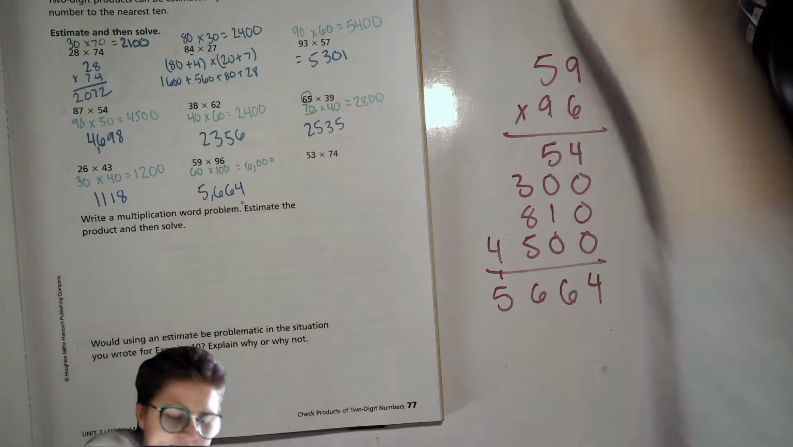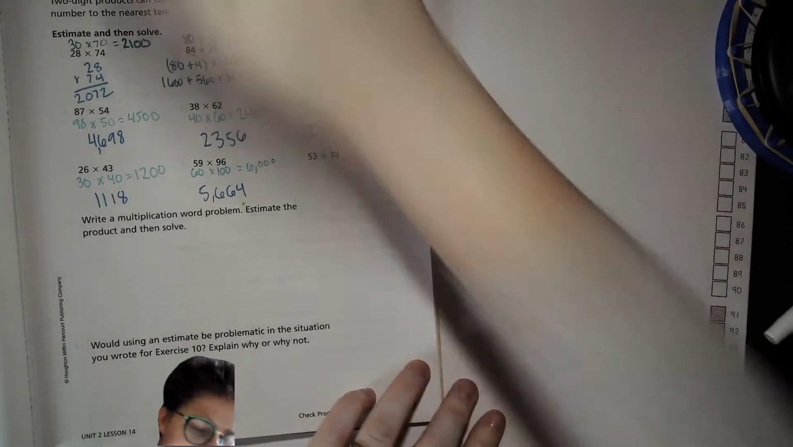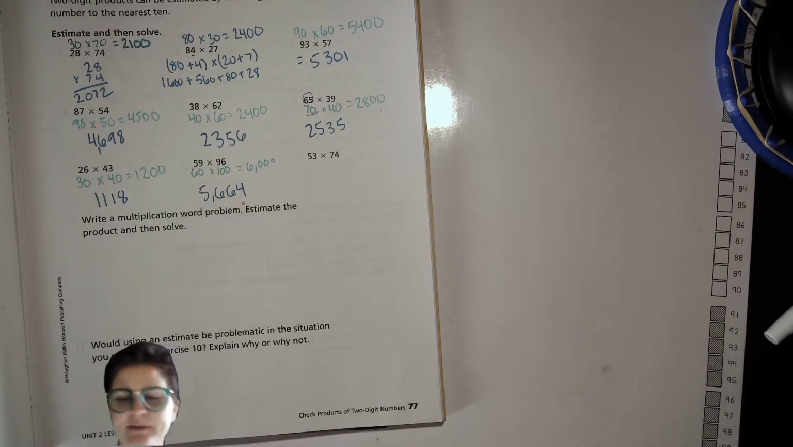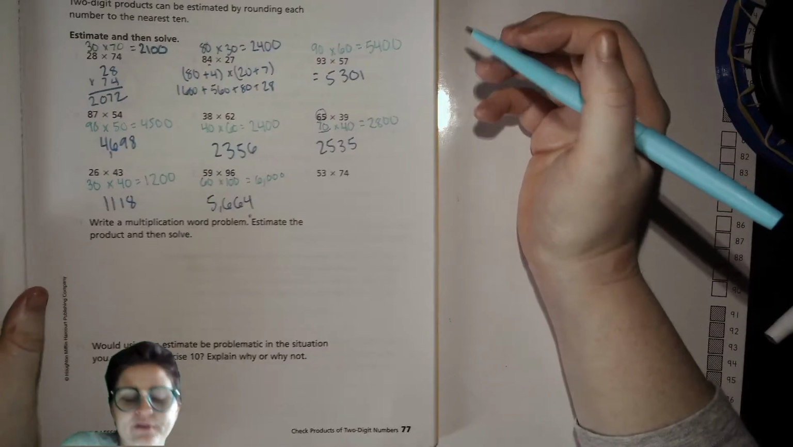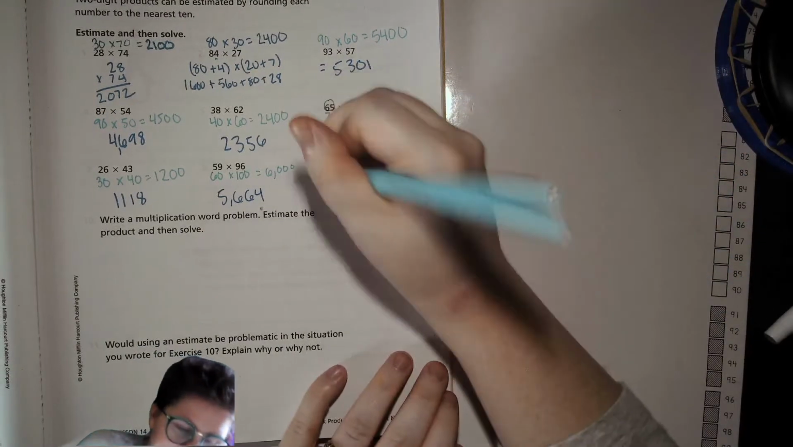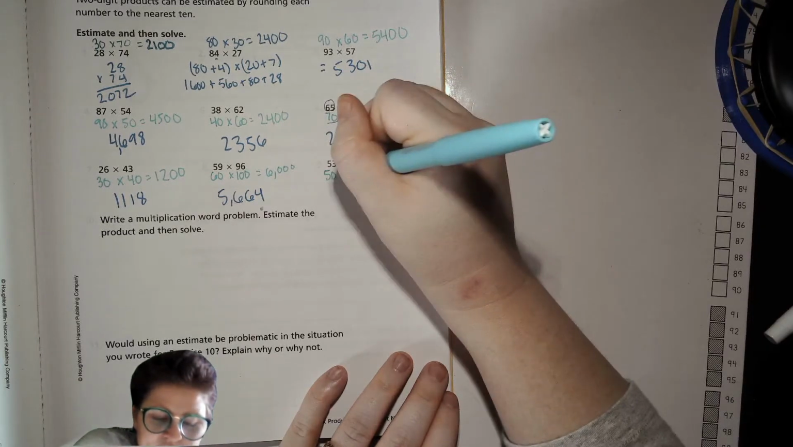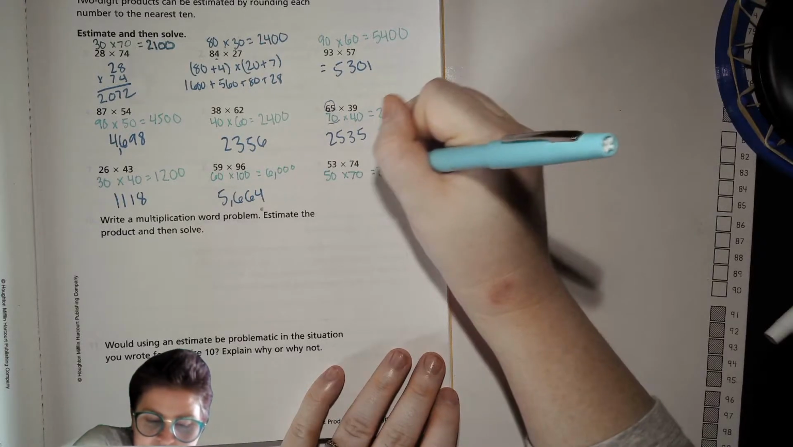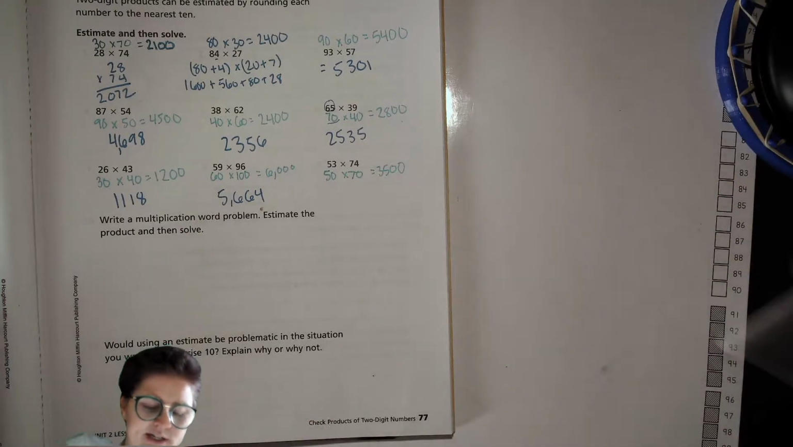Okie dokie, last one of these. 53. What's the nearest 10 for that one? And if you haven't done one of these on your own, I'd recommend you try it before we go any further. But try this one on your own if you can. All right, now let's go ahead and do it together. 53 goes to 50. 74 goes to 70. So that will be 3,500-ish, right, for our real answer. Let's see what it is.